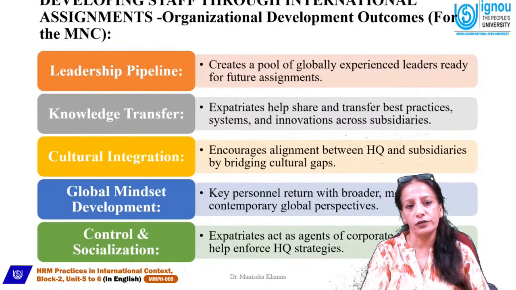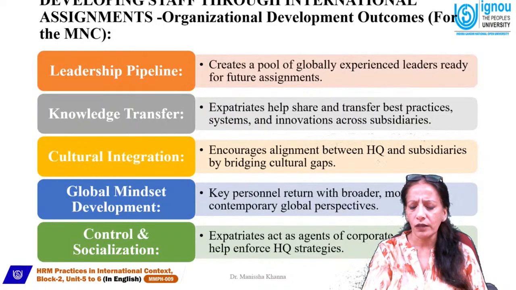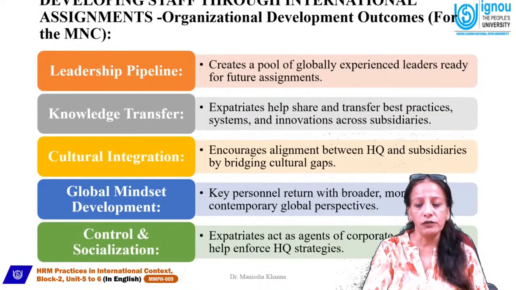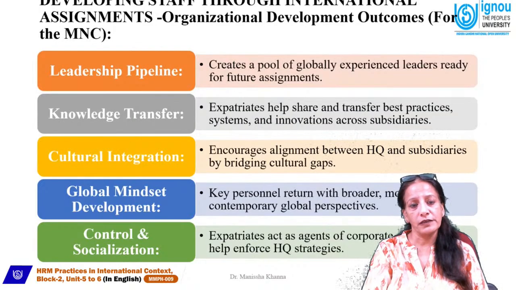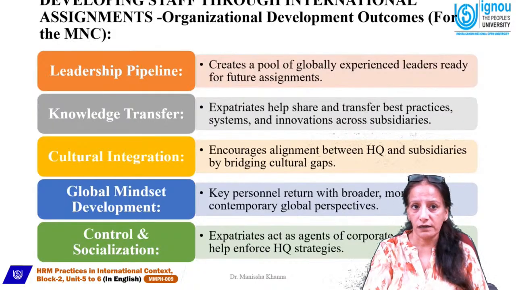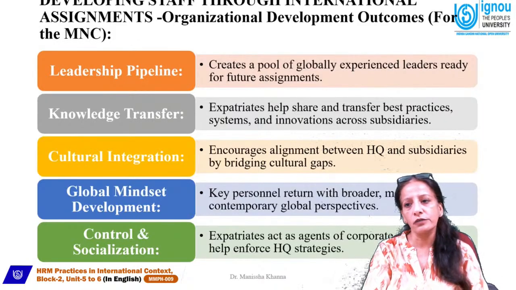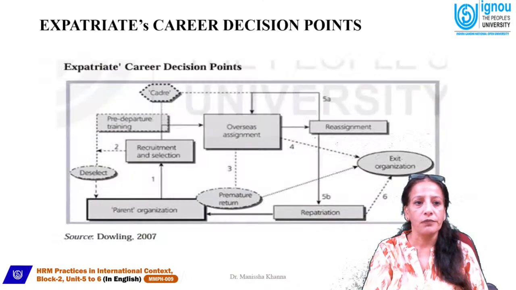When they move with a different mindset, key personnel return with broader, more contemporary global perspectives. Control and socialization: expatriates act as agents of the corporate culture, so they enforce the headquarters' strategies on the local HCNs as well.